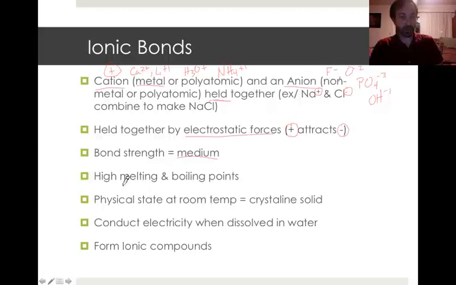Another characteristic about ionic bonds is that the substances that we make through ionic bonding typically have high melting or boiling points.